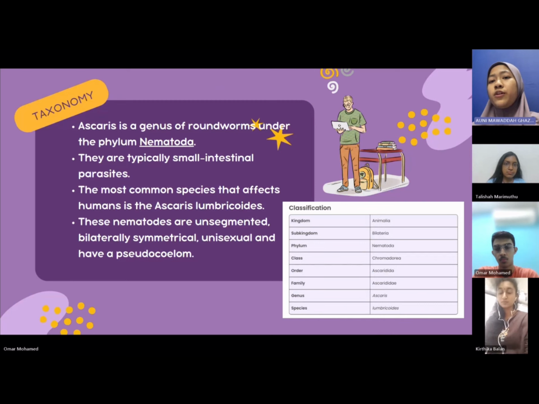We'll start with the taxonomy of Ascaris lumbricoides. It is a genus of roundworm under the phylum Nematoda. They are typically small intestinal parasites. The common species that affects humans is Ascaris lumbricoides. These nematodes are unsegmented, bilaterally symmetrical, unisexual and have a pseudocoelom.